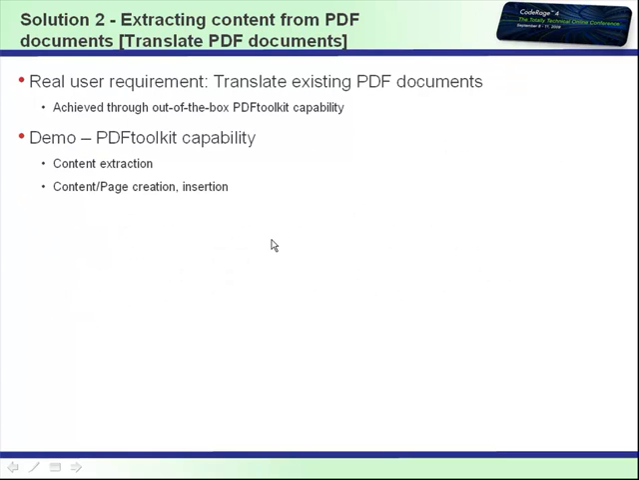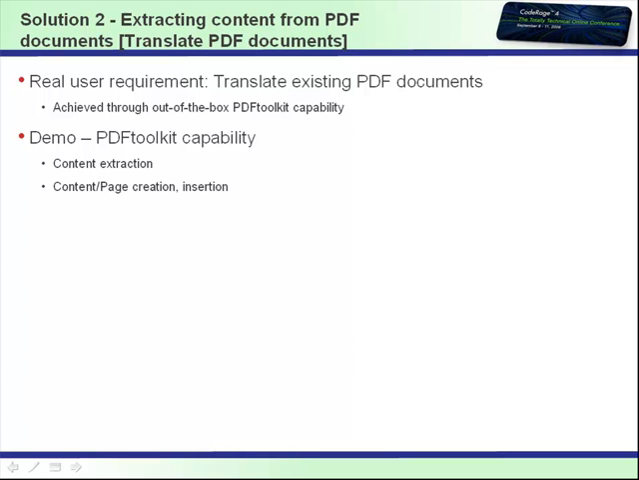Okay, so on to our next demo. This one is an actual customer requirement that came up at our support. The customer wanted to translate an existing PDF document into different languages, and we wondered how we could do this, and we came up with, surprisingly, it was actually quite easy. PDF Toolkit provides the capability to extract content from a PDF document, all the elements on a page, including their properties, their positions, their font, and so on. So we could use this feature.